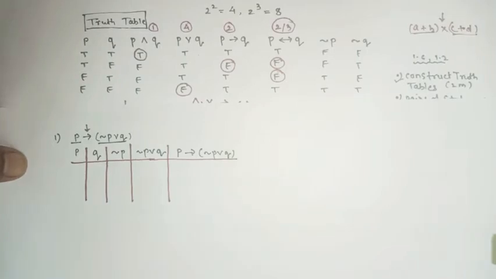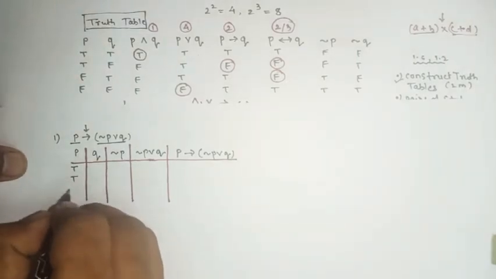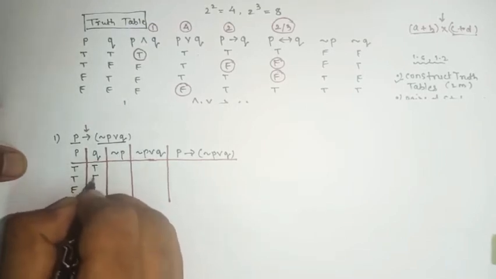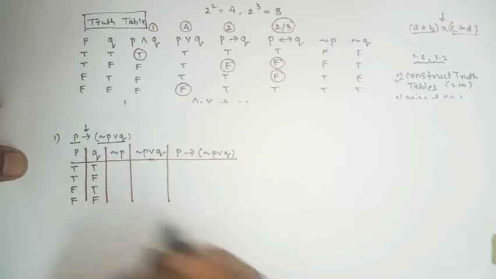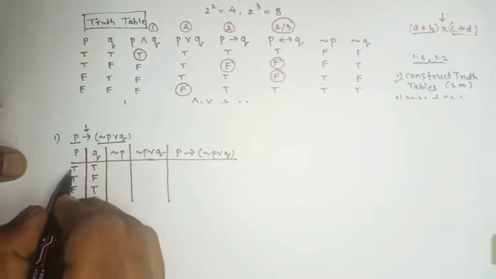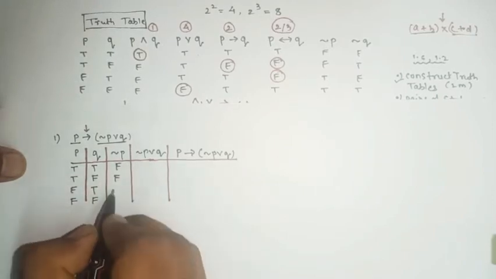Understood? So now for P it is what? True true, false false. For Q it is what? True false true false, yes or no? We know that for negation, true will be false and false will be what? True.